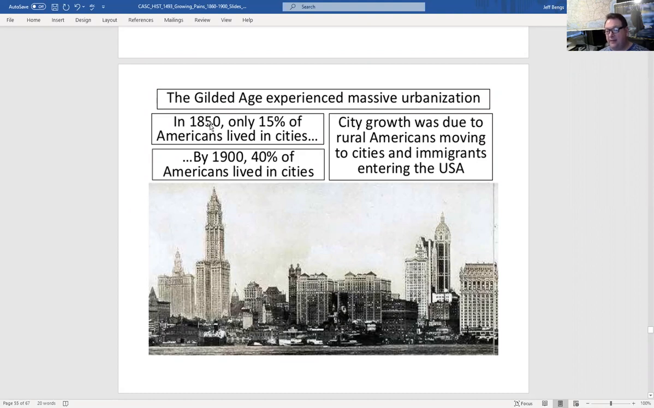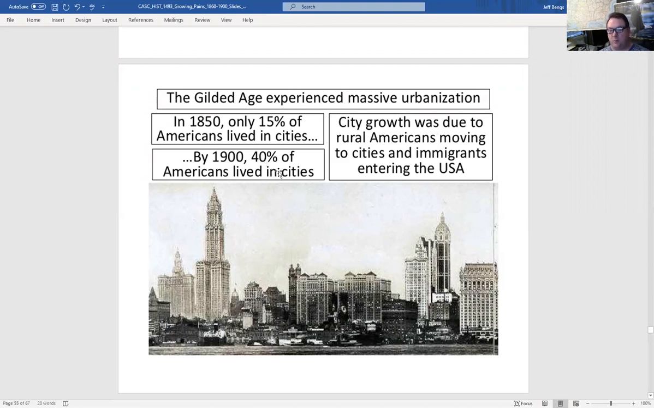In 1850, so 20 years before the statistic we just saw, that 25% of Americans lived in a city, just 20 years before that, in 1850, only 15% of Americans lived in cities. By 1900, it had gone up to 40%. So in that 50-year gap, it increased 25%. And from the 1870 figure of 25%, it had increased 15%.